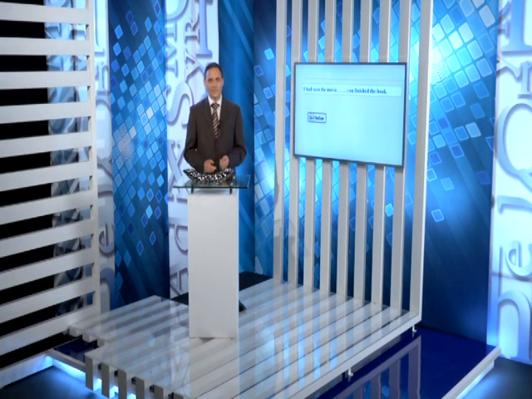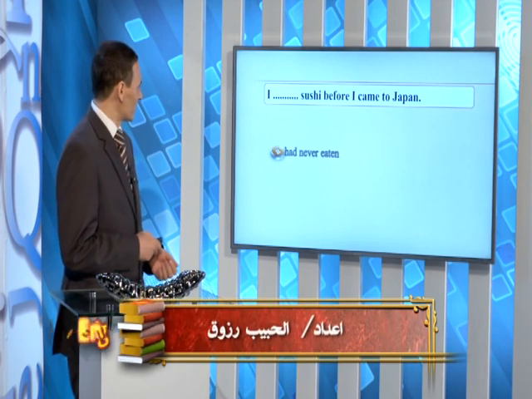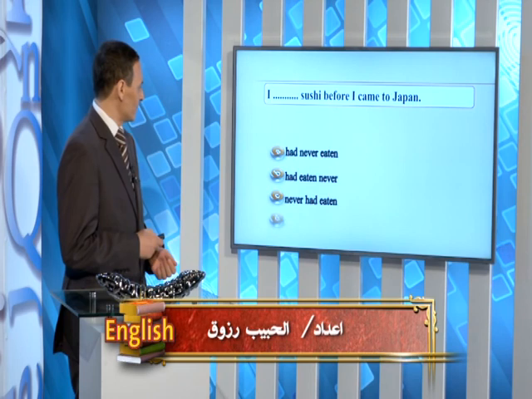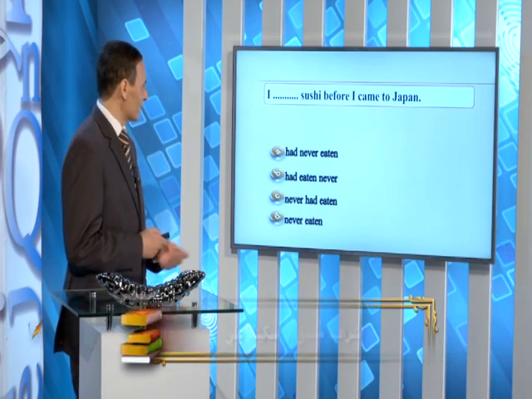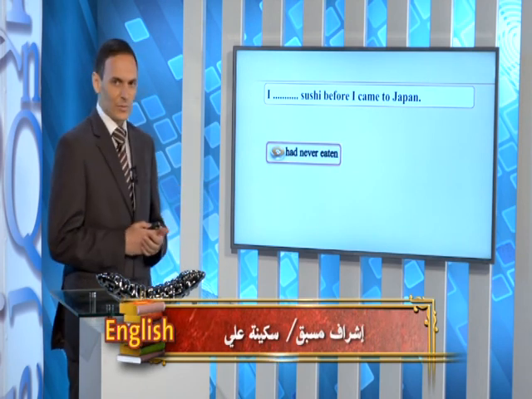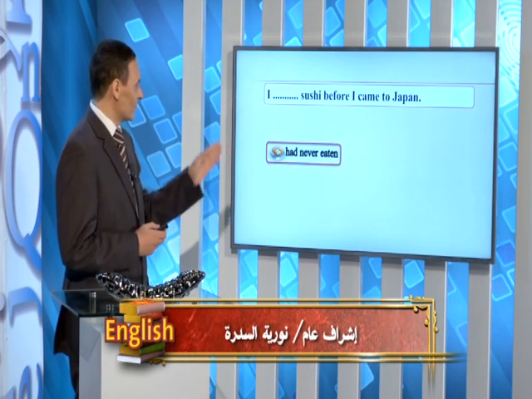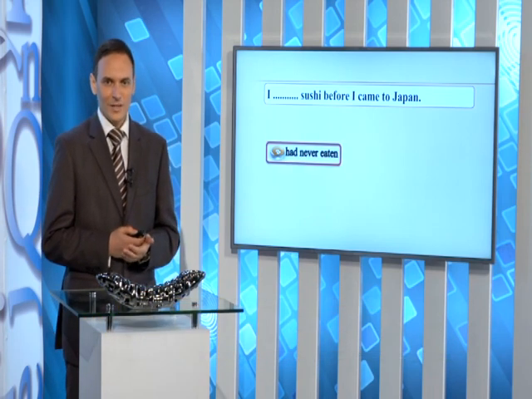Okay, so let's move on to the last sentence of this exercise, which reads, I ___ sushi before I came to Japan. Okay, and the options are had never eaten, had eaten never, never had eaten, and never eaten. Okay, so what do you think the correct answer is? So easy. The right word order of the past perfect tense is had, followed by the negative word never, followed by the past participle of the verb, okay, which is the verb eat.